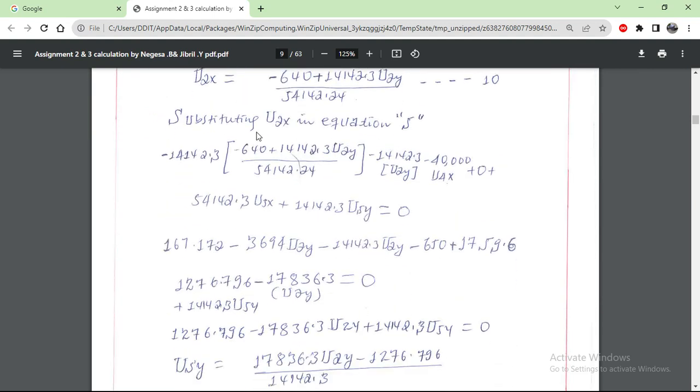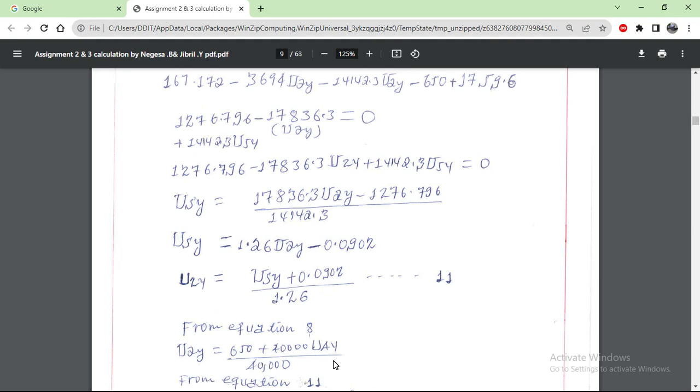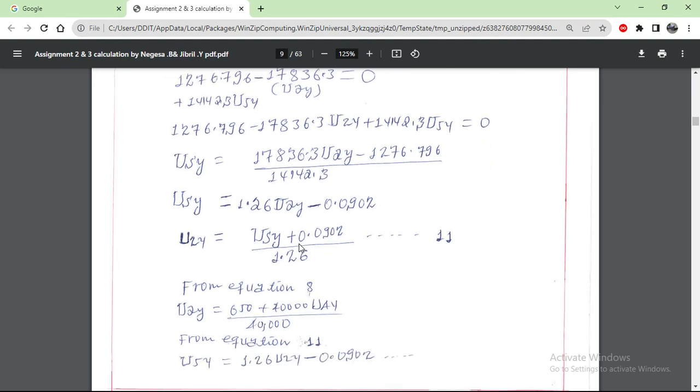Then this one is equation number 5. Substitute this one in here, because the value of 2ux equals this one. Then we rearrange these equations like this. After that we get equation number 11. From equation 8, u2y equal to this one. From equation number 11, u2y equal to this one.